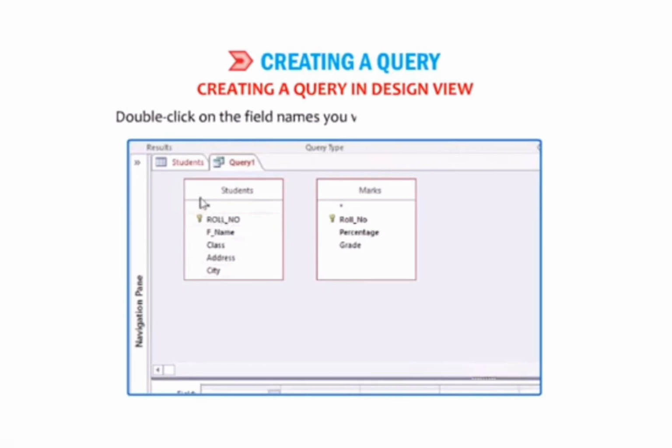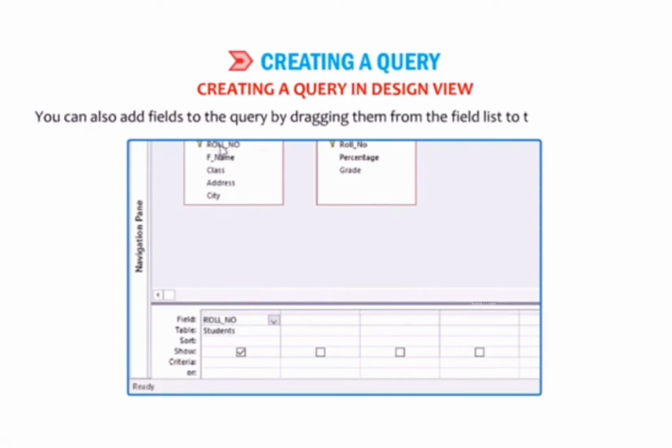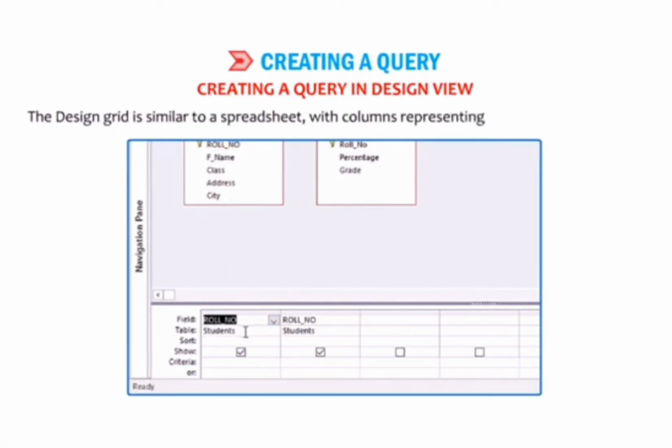Double-click on the field names you would like to add in the query. They will be added to the Design Grid, the bottom section of the query window. You can also add fields to the query by dragging them from the field list to the Design Grid. The Design Grid is similar to a spreadsheet with columns representing each field in the query.